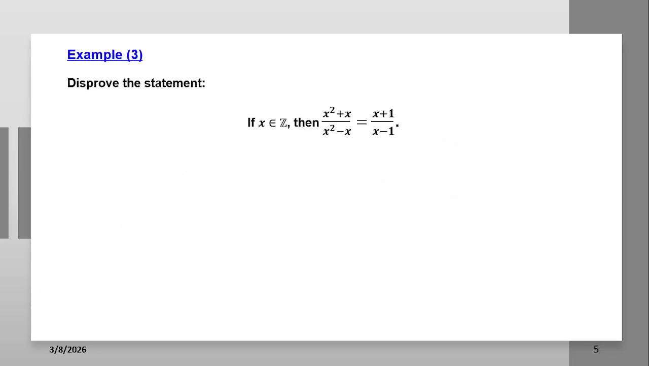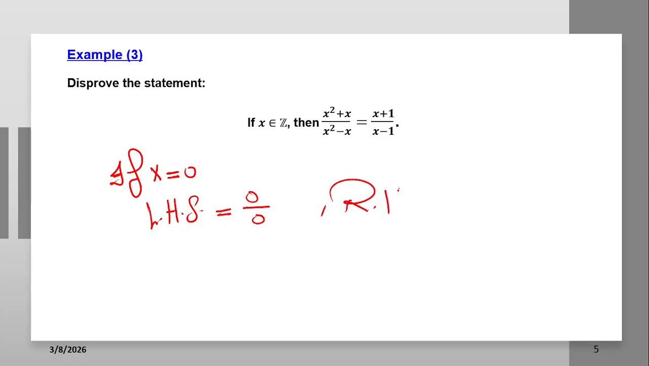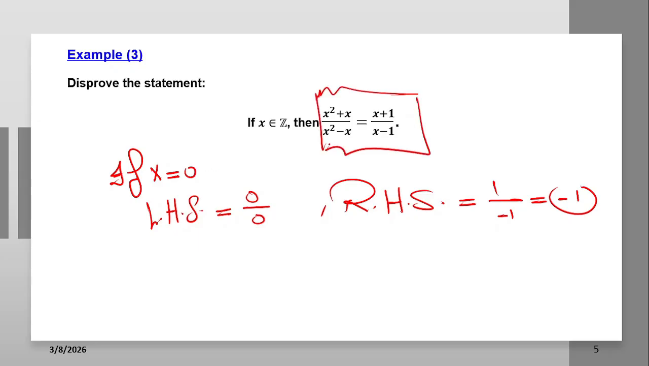The same here in example 3. We would like to disprove this statement. If x belongs to the set of integer numbers, then x square plus x divided by x square minus x equals x plus 1 divided by x minus 1. I think that is clear if we substitute x equal to 0. The left hand side will lead to 0 divided by 0, while the right hand side will equal 1 divided by negative 1, which is negative 1. So for x equal to 0, this equation is not satisfied, which means that x equal to 0 is the counterexample for this statement.